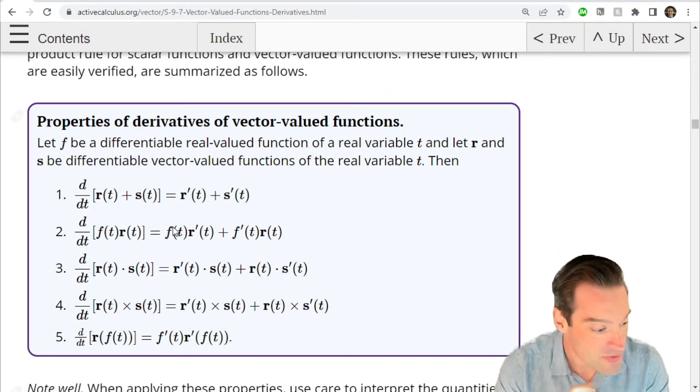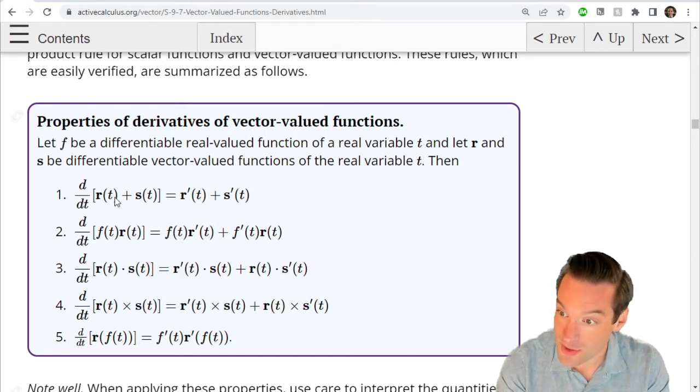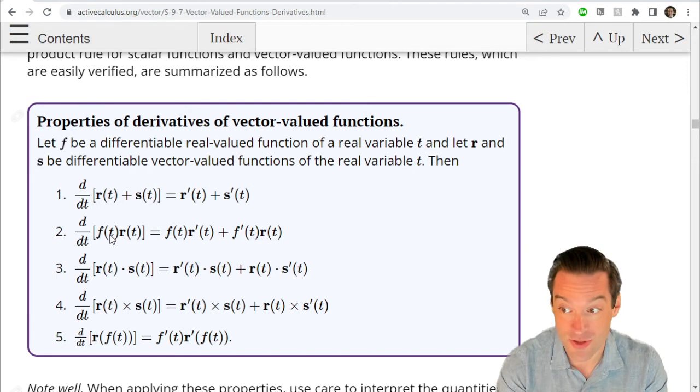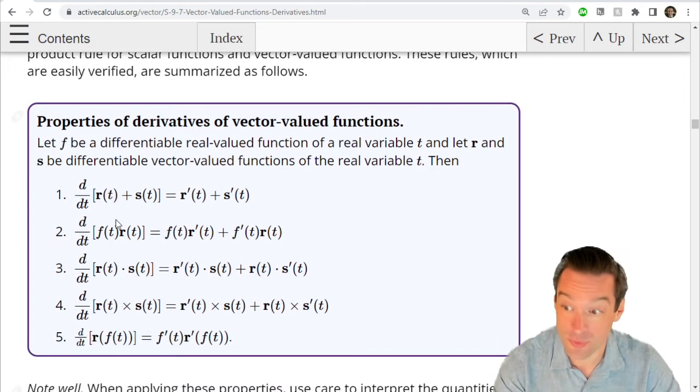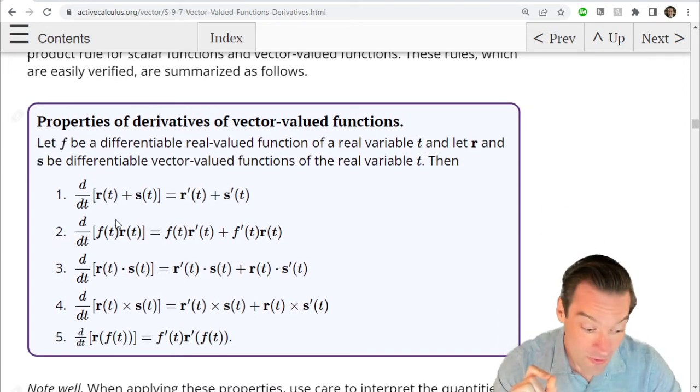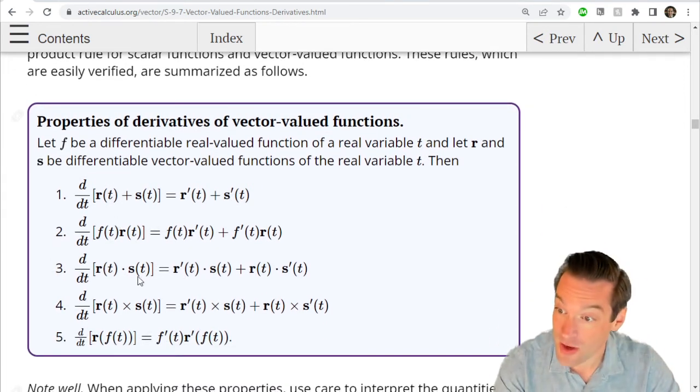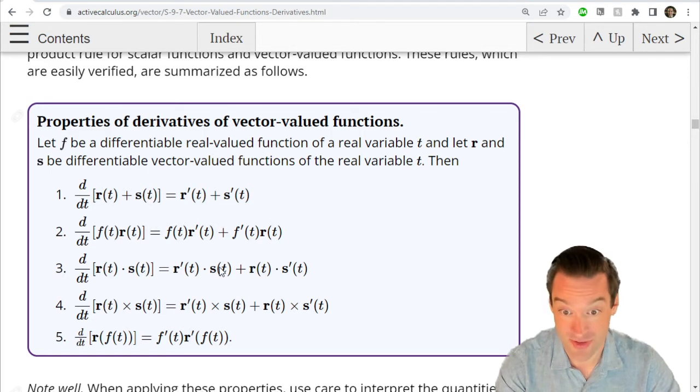So derivatives, just like in single variable calculus, distribute over addition and subtraction. They distribute over scalar multiplication. In this case, a scalar function even can be out in front. But the cool thing is that they also have product rules. There is a product rule for derivatives of vector valued functions with respect to a dot product. So the derivative of a dot product is the derivative of the first one dot the second one, plus the first dot the derivative of the second.